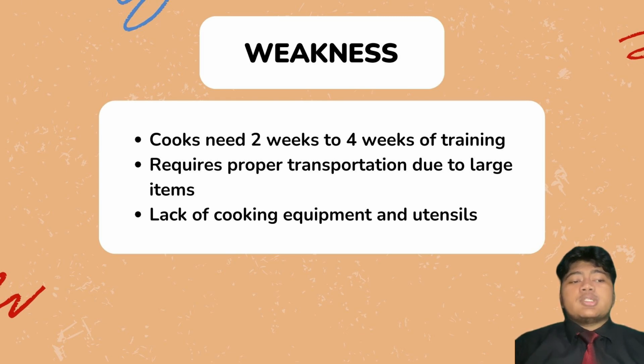The second weakness is that the item requires proper transportation due to its large size. And the last weakness of Apam Balik Orang Muda Enterprise is that they lack cooking equipment and utensils. This is because the equipment that they use is unique, making it hard to produce.